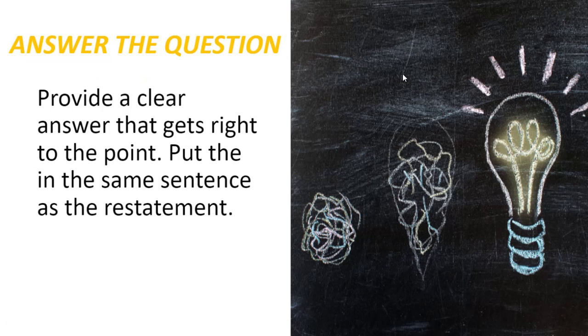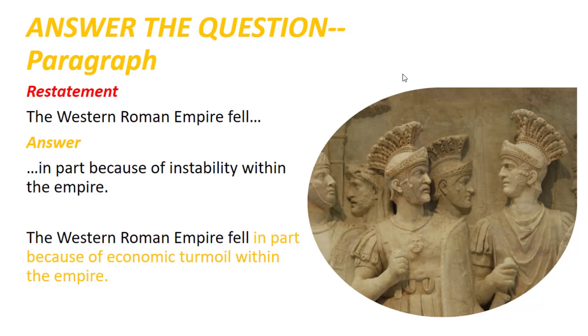That brings us to the next slide, which is answer the question. Here we want to provide a clear answer that gets right to the point. You can put it in the same sentence as the restatement. So, for instance, we might write something like this. The Western Roman Empire fell in part because of economic turmoil within the empire. As you can see here, you might want to write a first draft and then a second draft before you commit to using this in your paragraph.